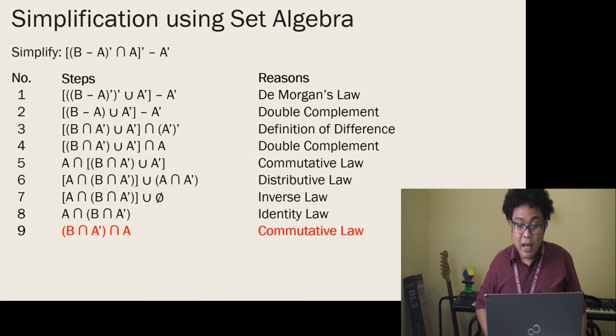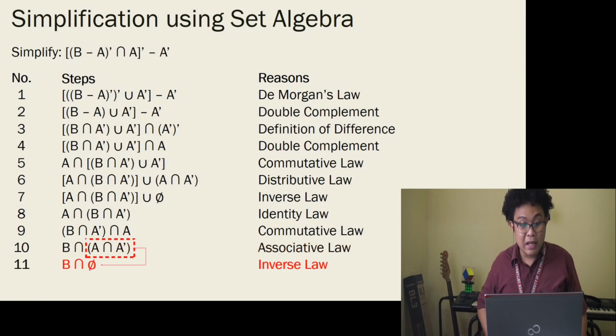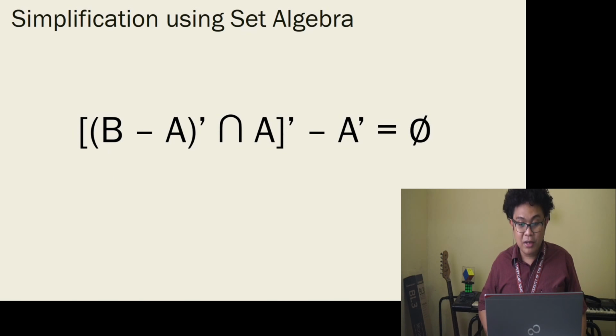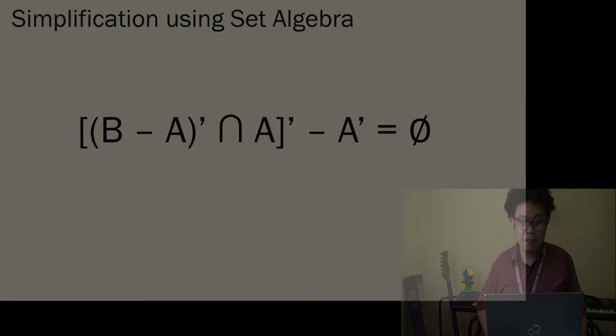For step 9, I used the commutative law to make the expressions align nicely in preparation for associativity at step 10 to group A with its complement, leading to step 11, where we have another inverse similar to step 7. And finally, step 12. Note that the intersection of any set with a null set is similar to the multiplication of any number by 0. So by identity law, we get a null set. Therefore, the given expression actually simplifies to the null set.